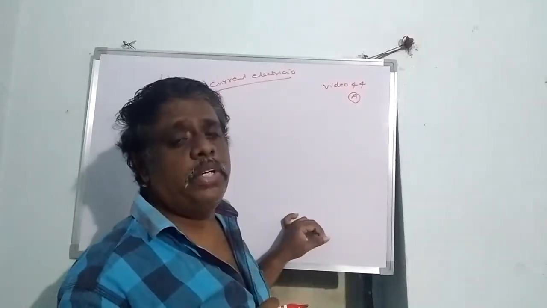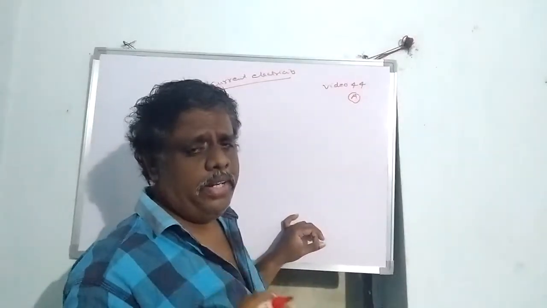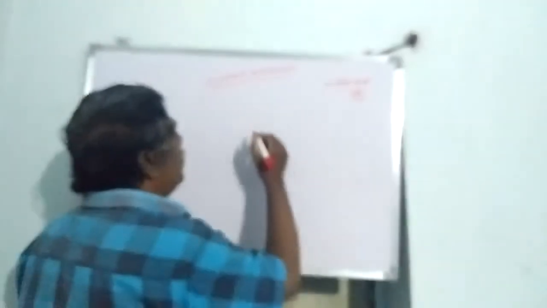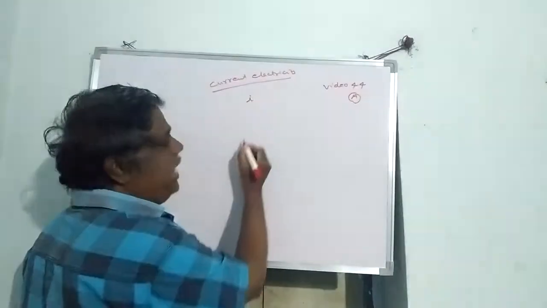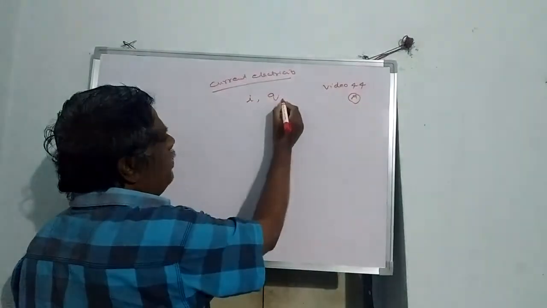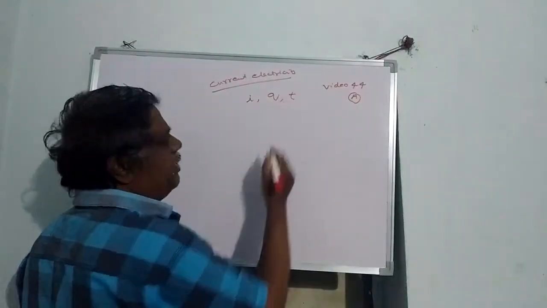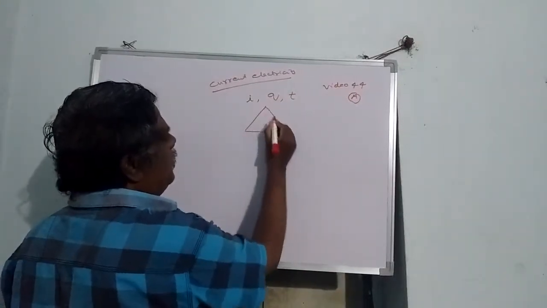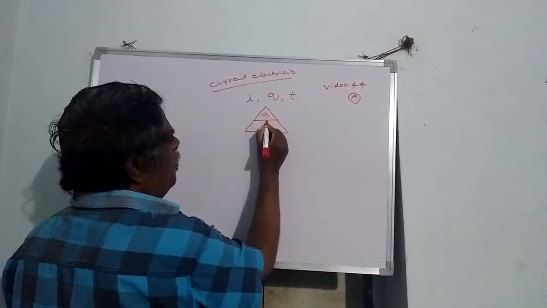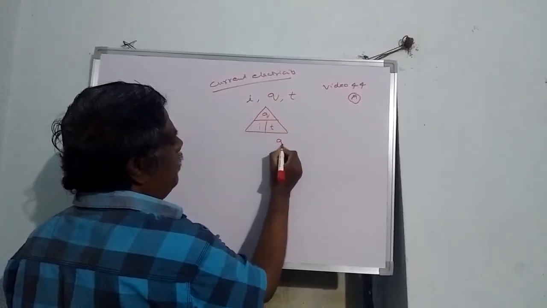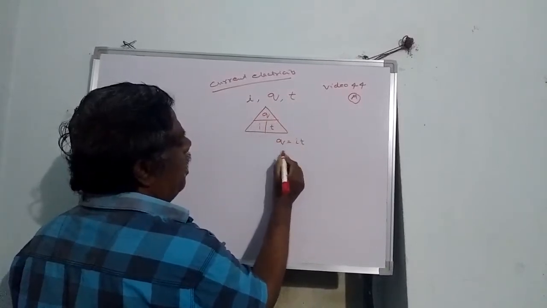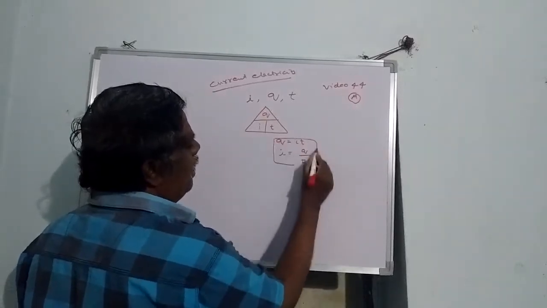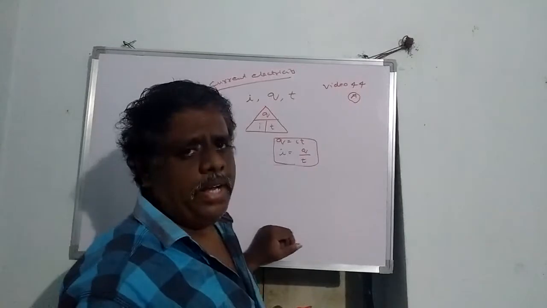The rate of flow of charge through any cross section of conductor is called current electricity. Here current is denoted with I, charge with Q, and time with T. So what is the relation between these three? Charge Q, I, T. Therefore Q is equal to IT or I is equal to Q by T. So this is the formula for charge and current.